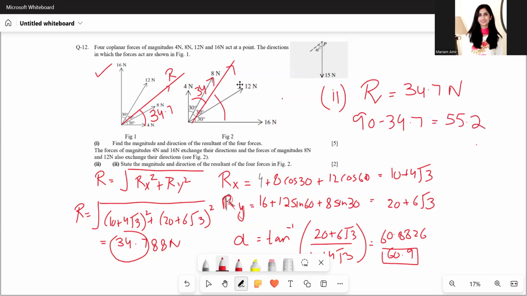And what is the direction? Clockwise, 55.2 degrees clockwise, or you can write above the 16 Newton force. Clockwise above, or I believe just writing above the 16 Newton force would work as well.